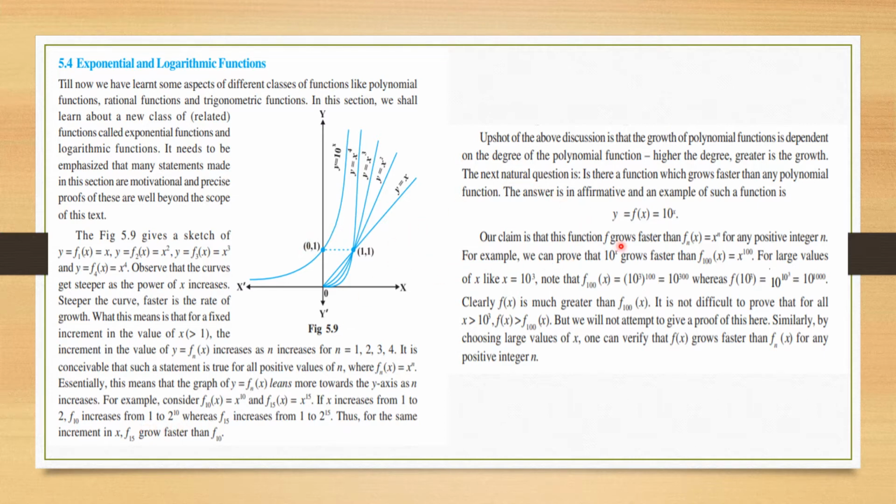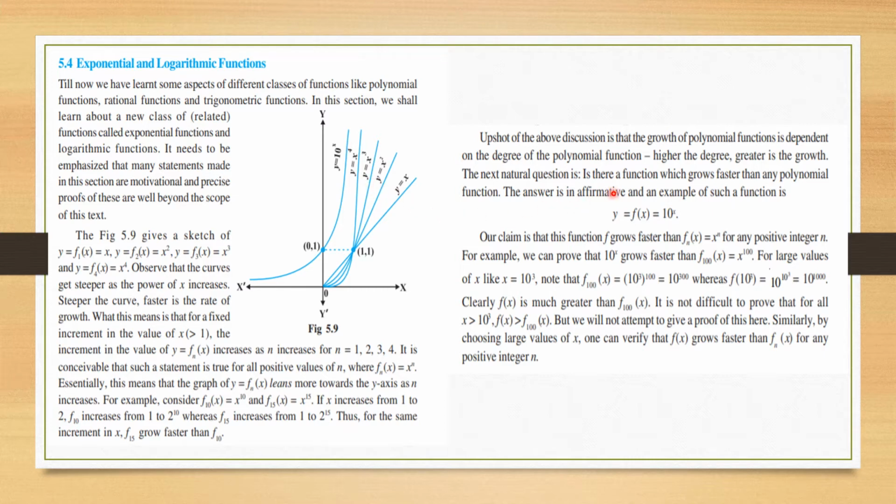So we come to the discussion that when the power changes, meaning the degree of the polynomial function, the higher the degree, the greater the growth. This growth is a bit slower, this one is faster. x cube is faster compared to x squared, and x to the power 4 is faster compared to both x cube and x squared. So the greater the degree of the polynomial, the greater the growth. Is there a function whose growth is even faster than any of these polynomial functions?